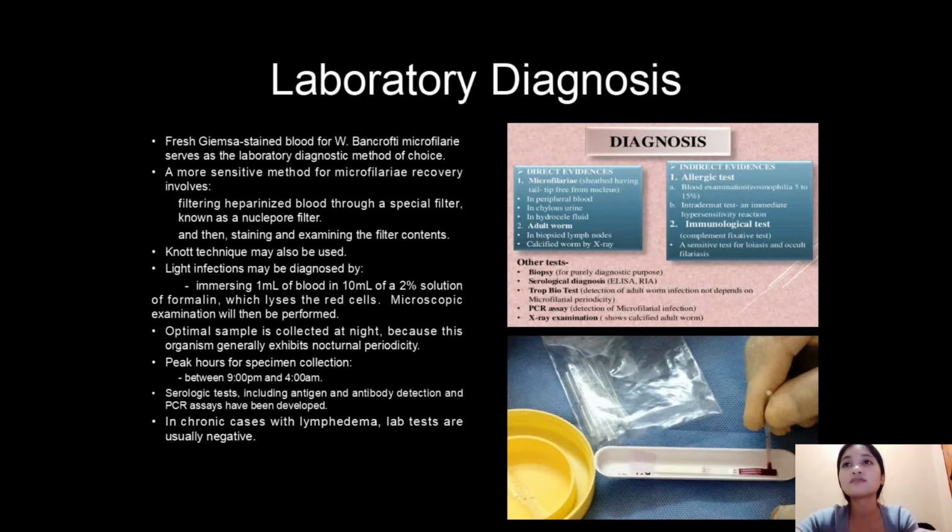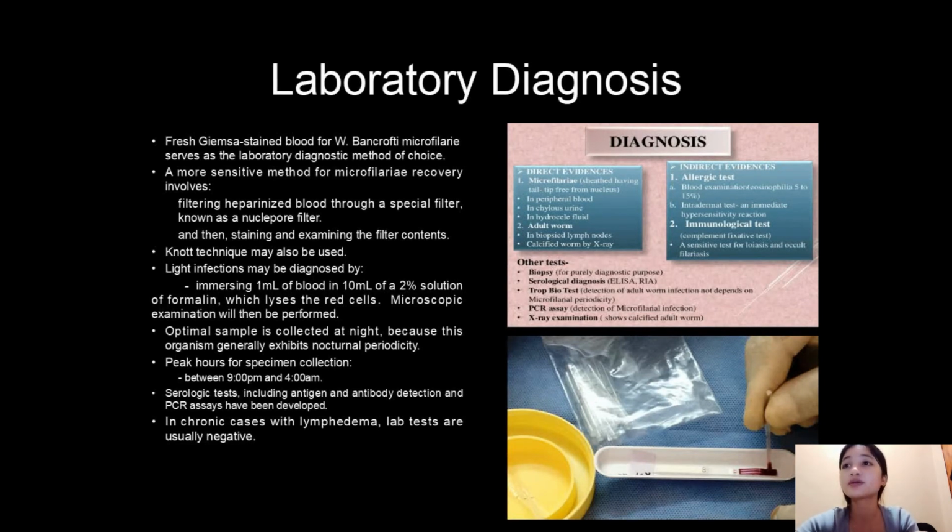So fresh Giemsa-stained blood for Wuchereria bancrofti microfilariae serves as the laboratory diagnostic method of choice. A more sensitive method for microfilariae recovery involves filtering heparinized blood through a special filter known as a Nuclepore filter, and then staining and examining the filter contents. Also, the Knott technique may be used. Light infections may be diagnosed by immersing 1 ml of blood in 10 ml of a 2% solution of formalin, which lyses the red cells. After that, microscopic examination will then be performed.